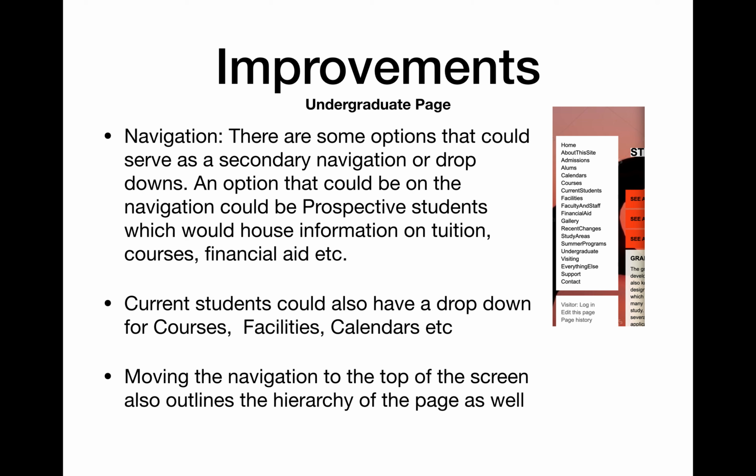So on the undergraduate page, some of the improvements that I suggest are: one, the navigation. There are some options that could serve as secondary navigation or drop downs. An option that could be on the navigation could be prospective students, which would house information such as tuition, courses, financial aid, etc. And then current students could also have a drop down for courses, facilities, calendars, etc. So moving the navigation to the top of the screen also would outline the hierarchy of the page as well.